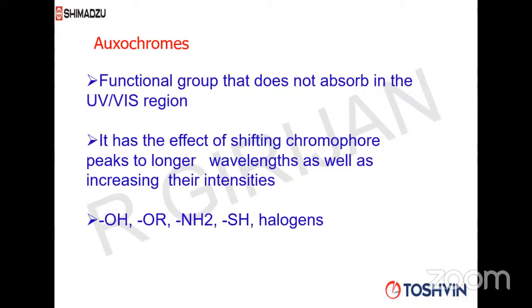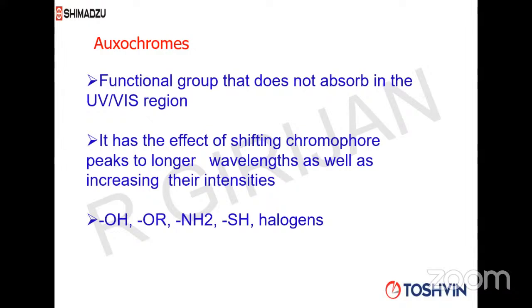In what way is it going to influence? Your absorption will go to longer and longer wavelength if an auxochrome is present. Suppose because of the chromophore, your sample is absorbing at, for example, 250 nanometer. And if an auxochrome is also present in the molecule, then probably your absorption will go from 250 to 270 or 290 or 300. It will go to longer wavelength, number one.